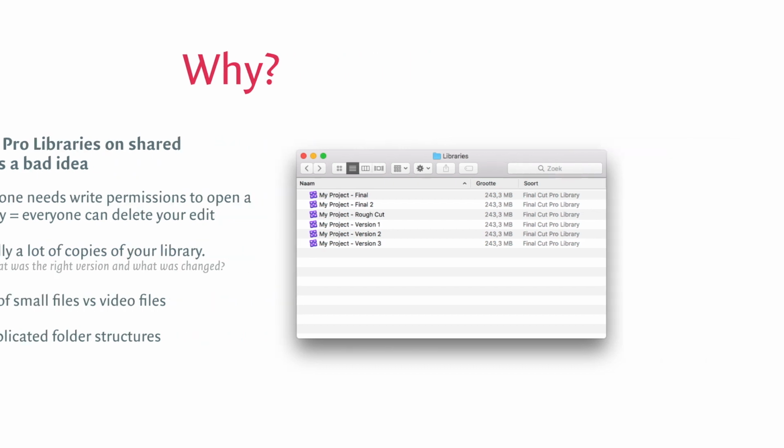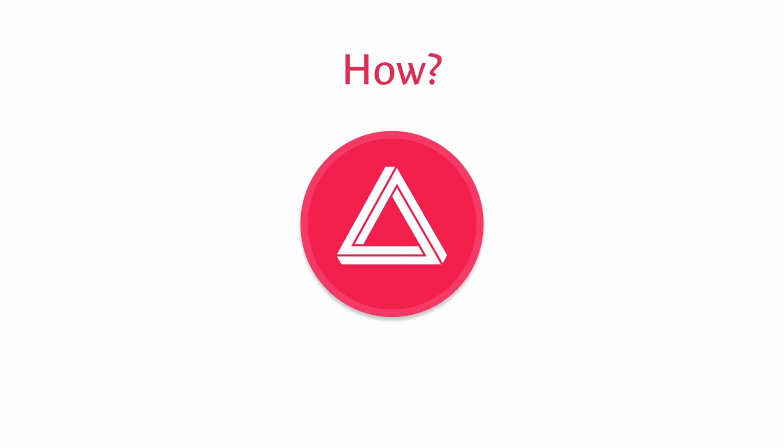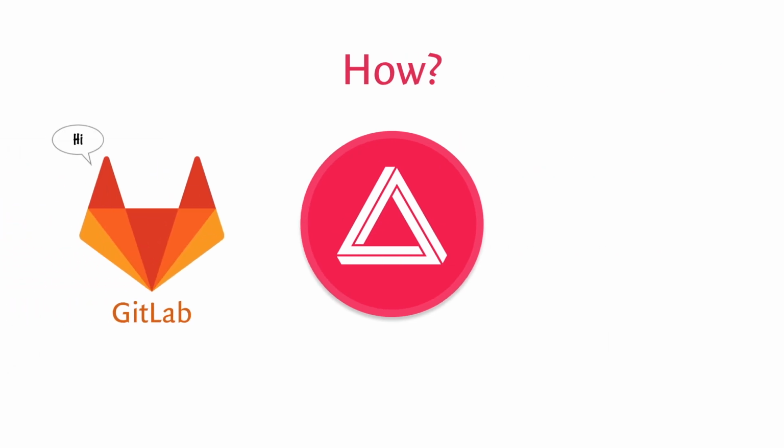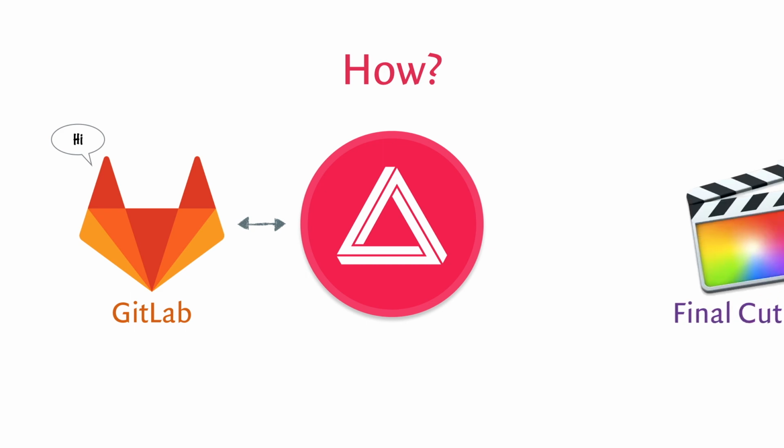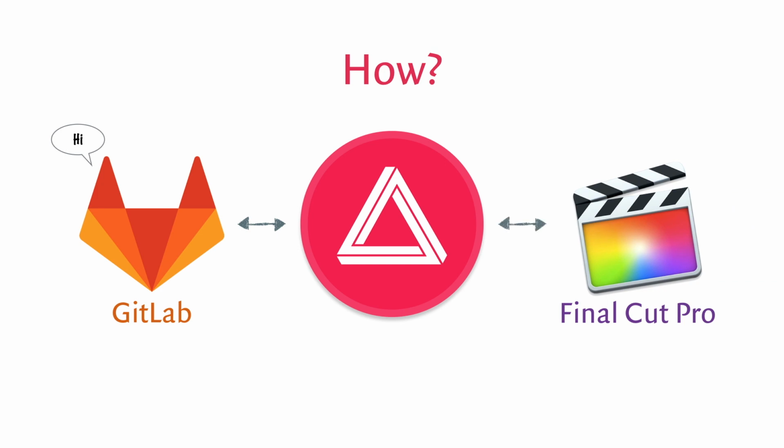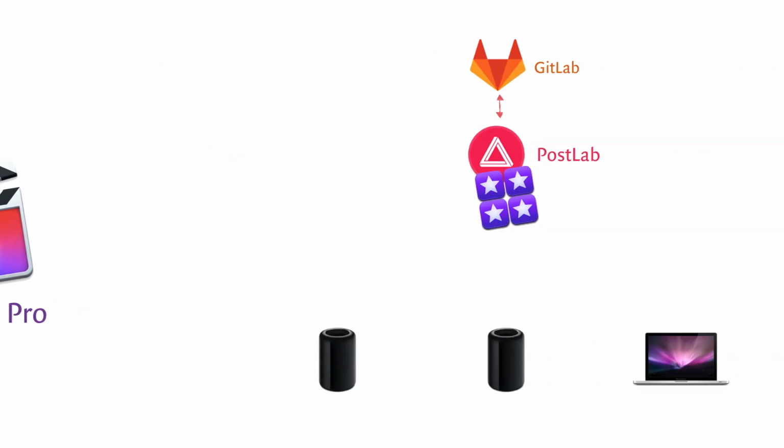That brings us to the how. PostLab uses a GitLab server as its backend. GitLab is an open source web application that allows you to put files under version control. PostLab does all the communication between Final Cut Pro and GitLab, enabling you to store your libraries in GitLab. GitLab will automatically keep track of every change done to your files, and will remember who made the change, when, and why. It works like this.